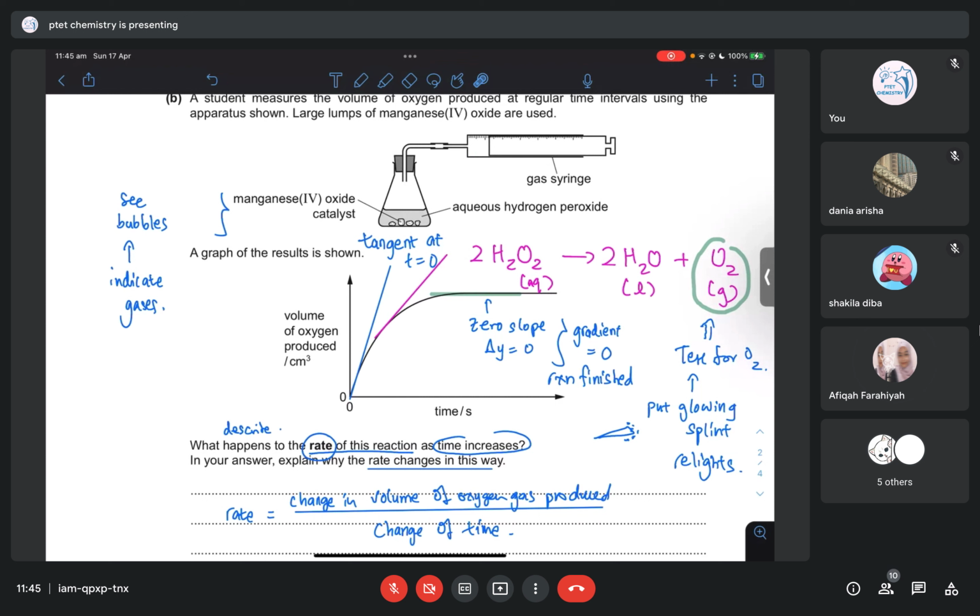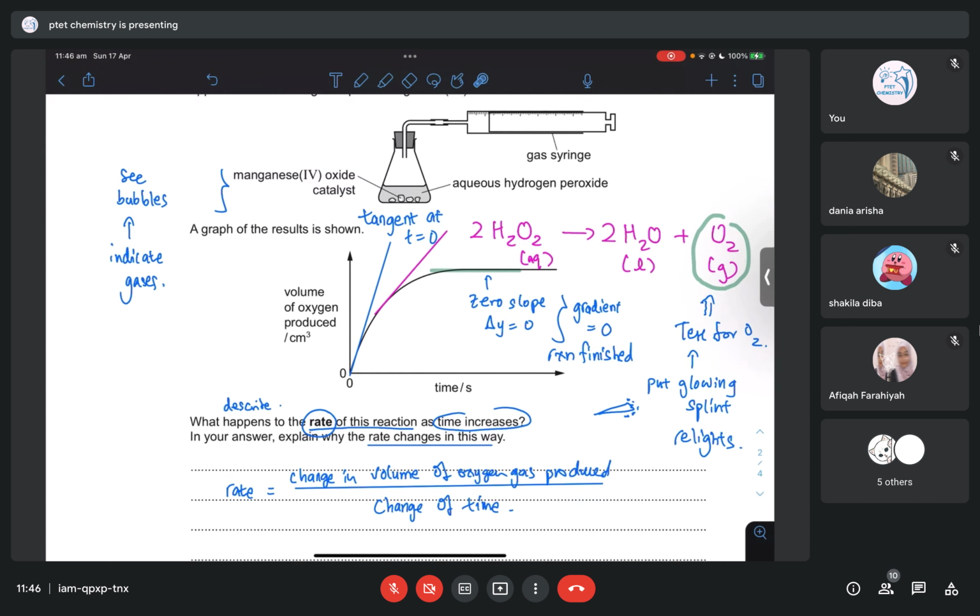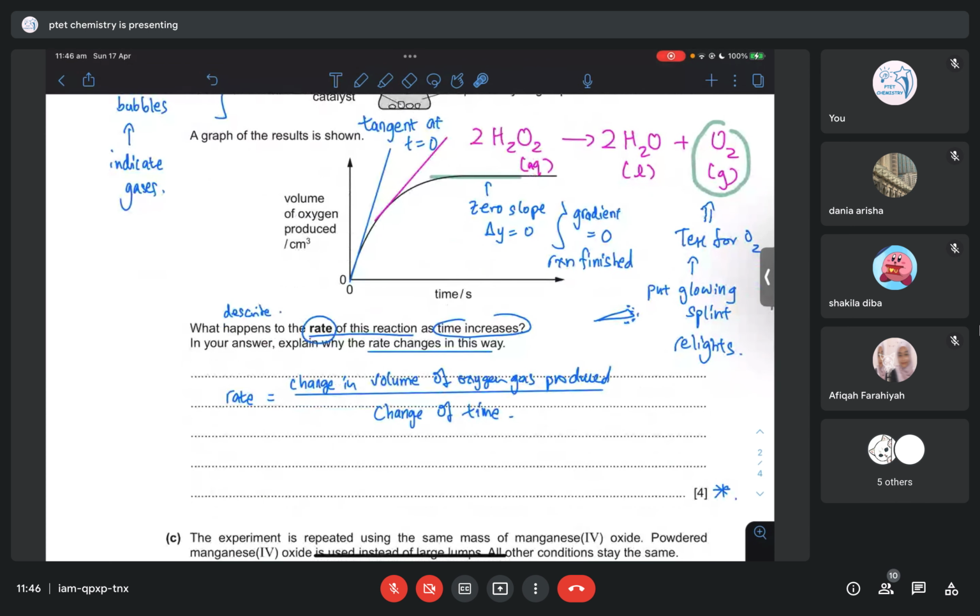No. That means the reaction has finished. Do you understand that this is the kind of question that will come out in alternative to practical? I don't know. I can't guarantee that all of you will be sitting for alternative to practical or the actual practical paper 3. We really don't know what will happen. But as it is, you must be prepared for alternative to practical paper 4 as well, yeah?